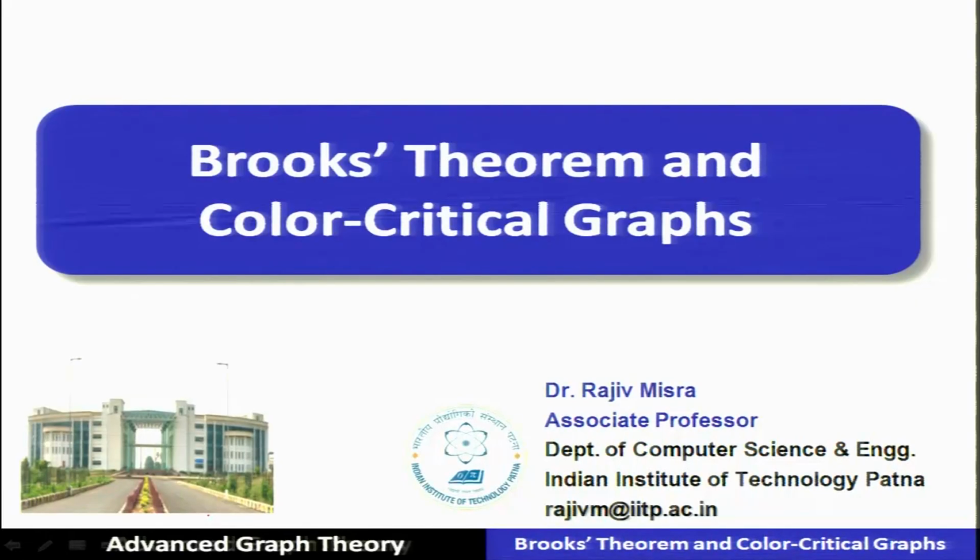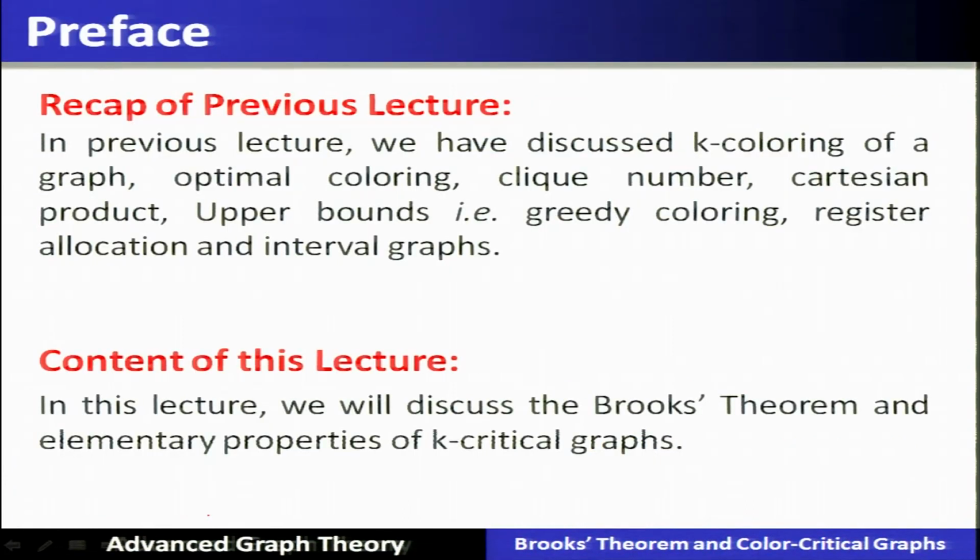Brooks theorem and color critical graph. Recap of previous lecture: we have discussed k-coloring of a graph, optimal coloring, clique number, Cartesian product of a graph, and upper bounds in terms of colorings, that is, upper bounds of the greedy coloring algorithm.